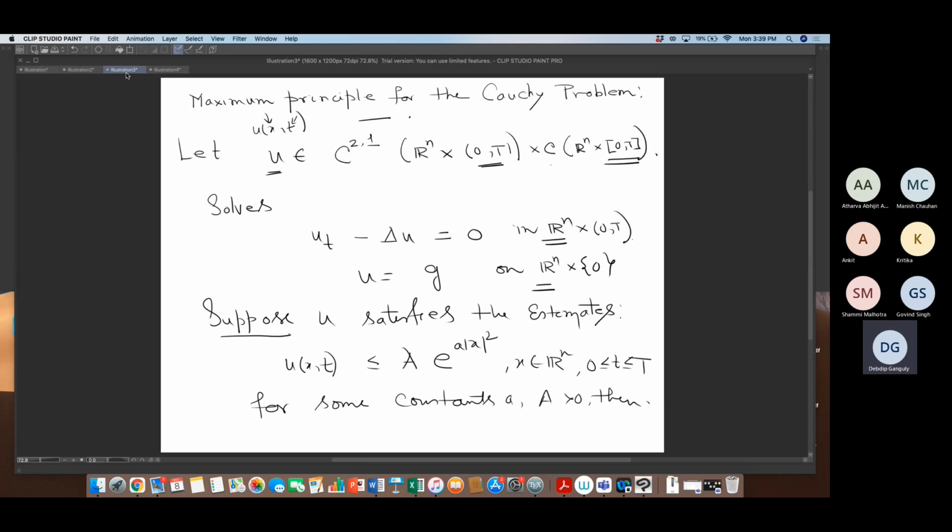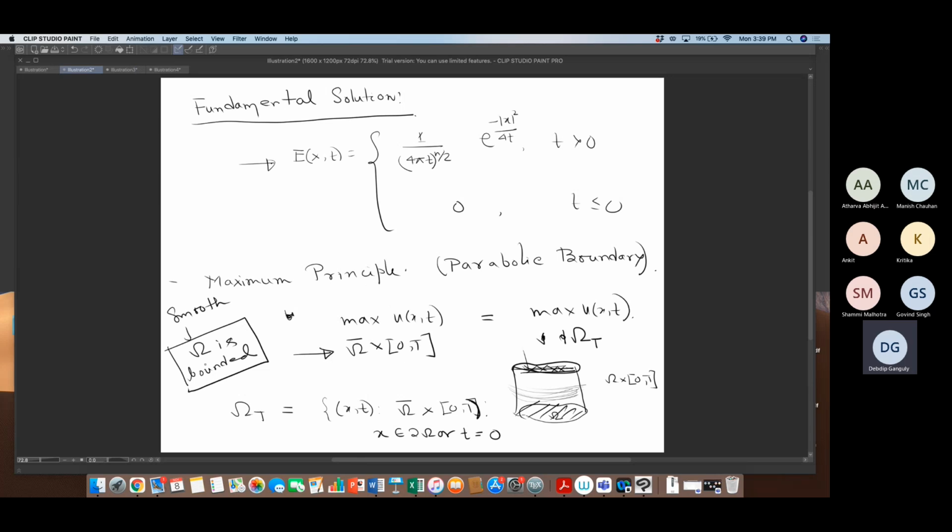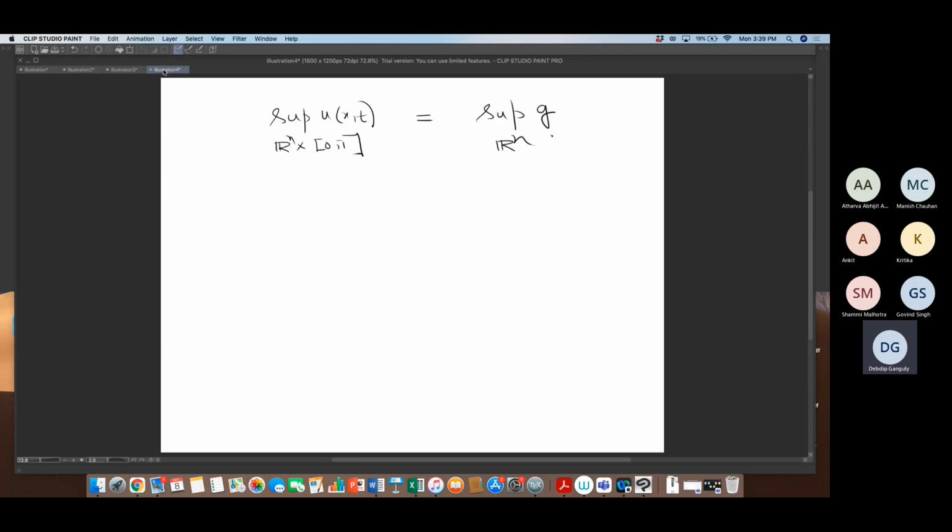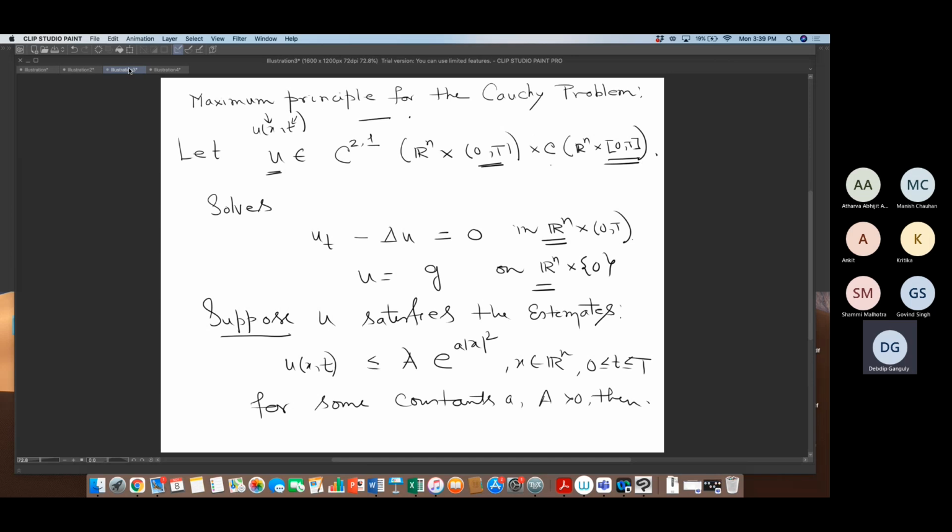So we are doing a maximum principle for a Cauchy problem. That means now your Omega is not bounded. So we will be studying this problem: u_t minus Laplacian of u equal to 0 in R^n cross (0,T), and u equal to g on R^n cross {0}. There is no boundary of R^n, right?